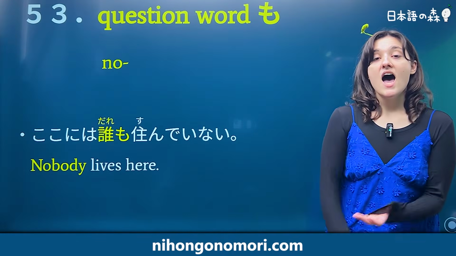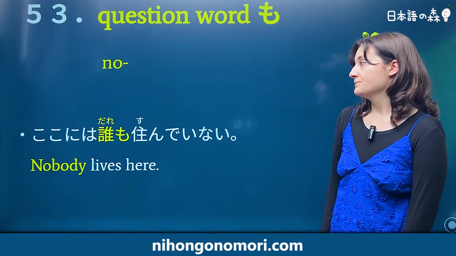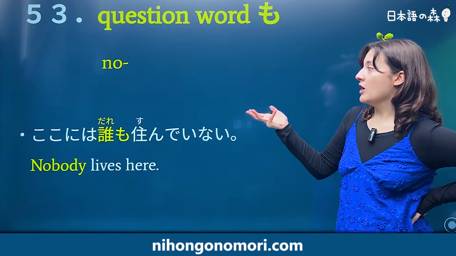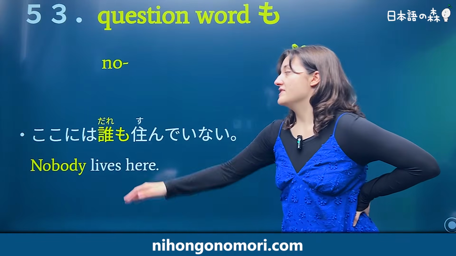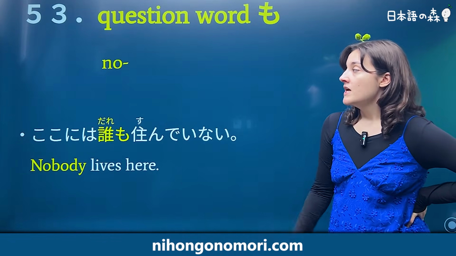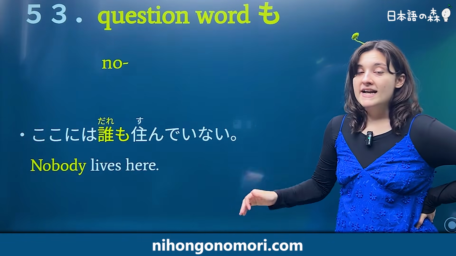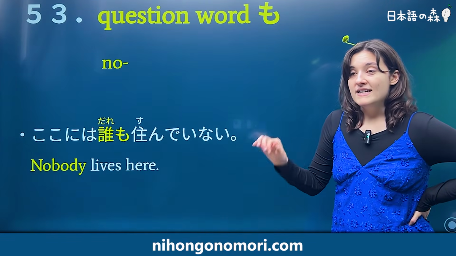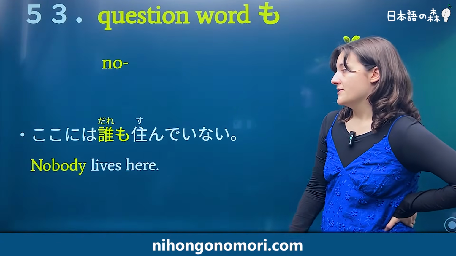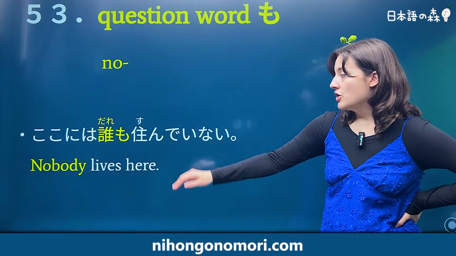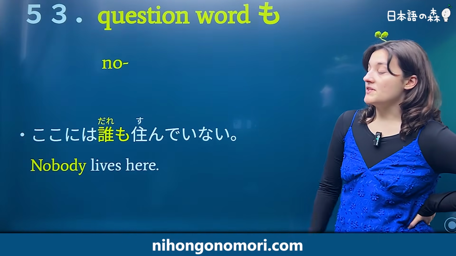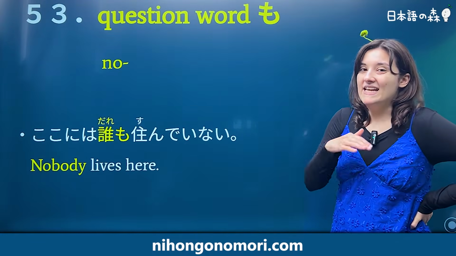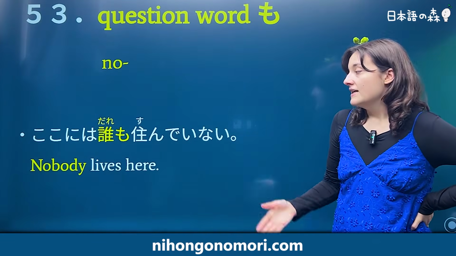Question word も followed by ない. This has the meaning of no one, nowhere, nothing, right? You pair it with the question word to get the meaning that you intend. So if it's 誰も, it's nobody, no one. どこにも, not anywhere, nowhere. 何も, nothing, not anything. So here we have ここには誰も住んでいない. Nobody lives here. It's the opposite of what we saw with でも, right? 誰でも, anyone, anybody. 誰もいない. Nobody.